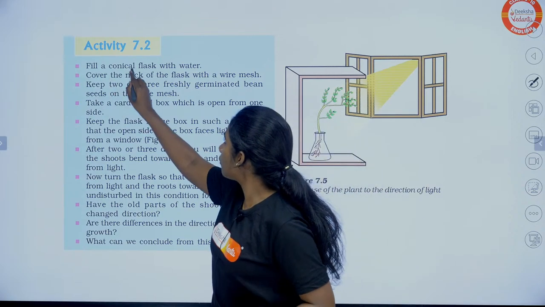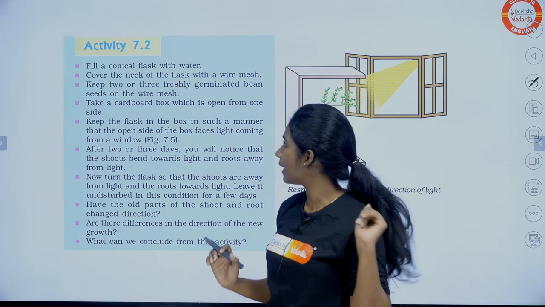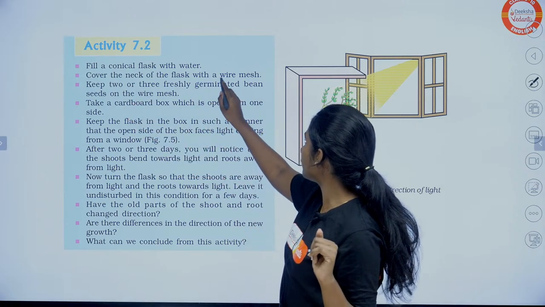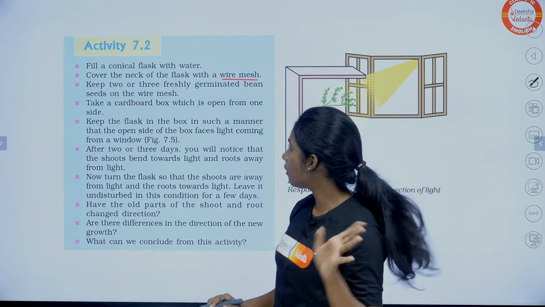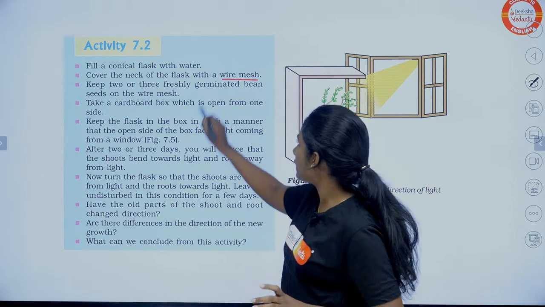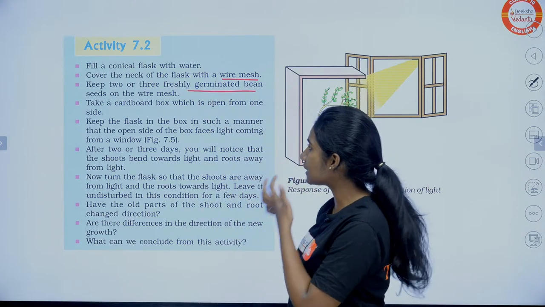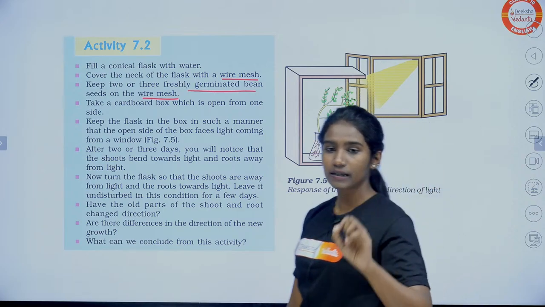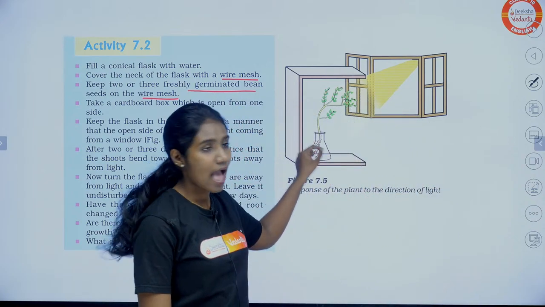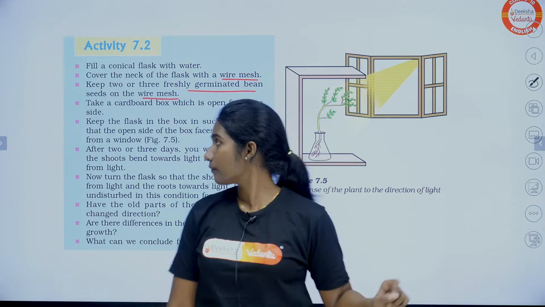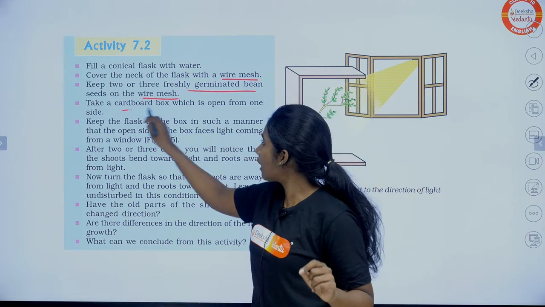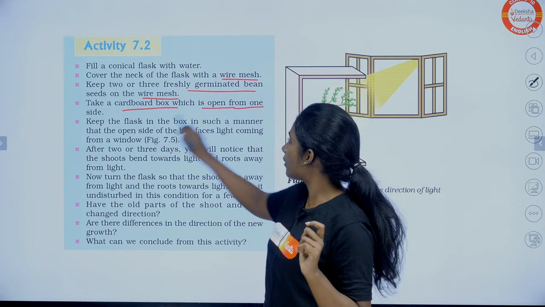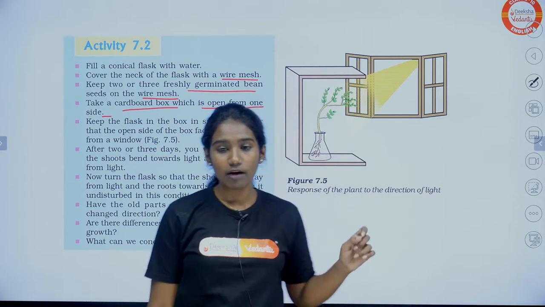So now fill a conical flask with water, fine, and cover the neck of the flask with a wire mesh, okay, fine. Keep 2 to 3 freshly germinated bean seeds on the wire mesh. So the germinated seed, we are placing the germinated seed on the mesh, and then what are we doing? Take a cardboard box which is open from one side only. So what are we doing?